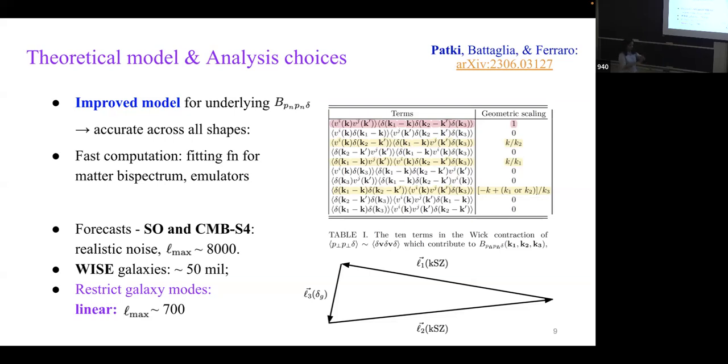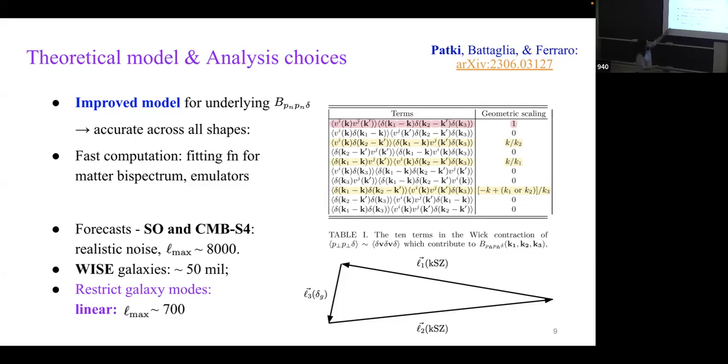And it's also expected to be accurate across different triangle shapes, which is great because we need that in our estimator. And because this gets quite complicated, for the purpose of our forecasts, we used a fitting function for the matter bispectrum, and we sped this whole thing up using emulators. And then we did forecasts for Simons Observatory, or SO, and CMB-S4, where we assume an Lmax of 8,000, so really small scales. And we did forecasts with WISE galaxies because that's what has been used before in previous measurements with the KSZ squared estimator.